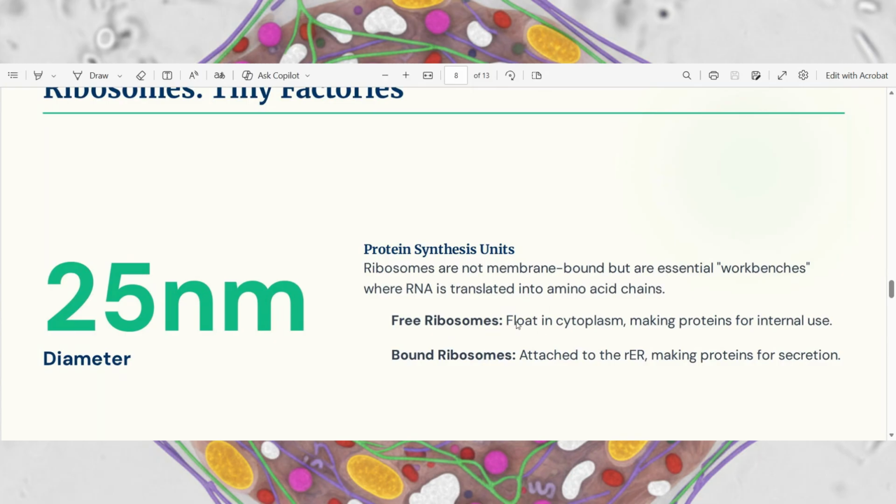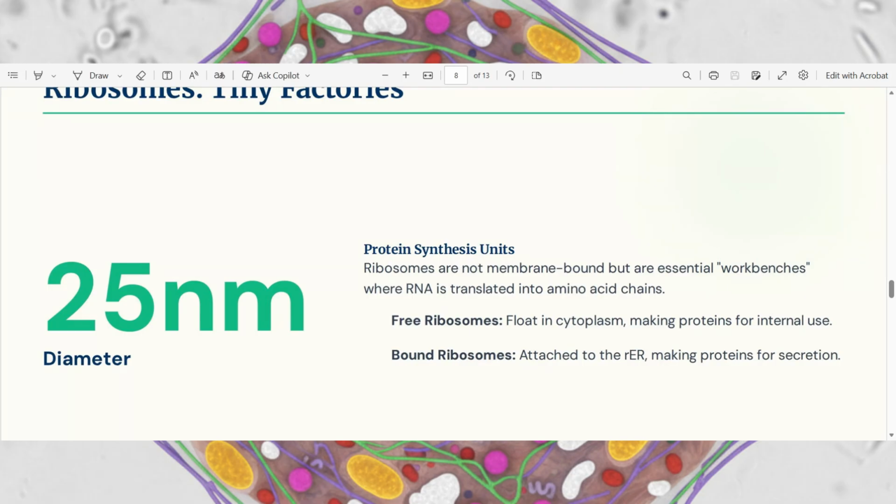Free ribosomes float in the cytoplasm, making proteins for internal use. Bound ribosomes attached to the rough ER, making proteins for secretion. So listen, you can break it down to two types of ribosomes. The free one that floats in the cytoplasm.